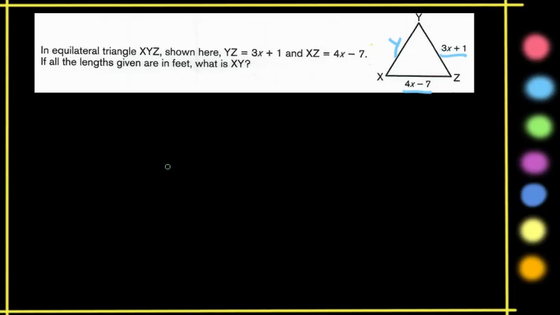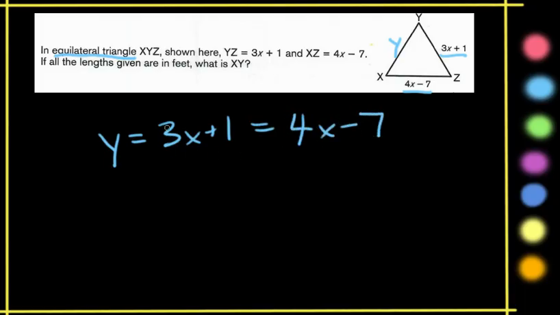So that is interesting. They didn't give us any lengths at all, but they told us that it's an equilateral triangle, and that's the key, because that means that all these lengths are the same. So we could say Y is equal to 3x plus 1, which is also equal to 4x minus 7. And if we just look at this part here, we can figure out what x is.